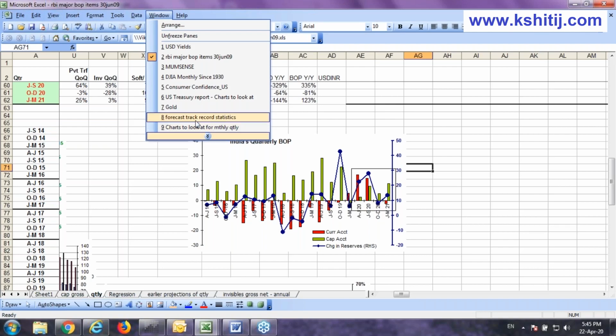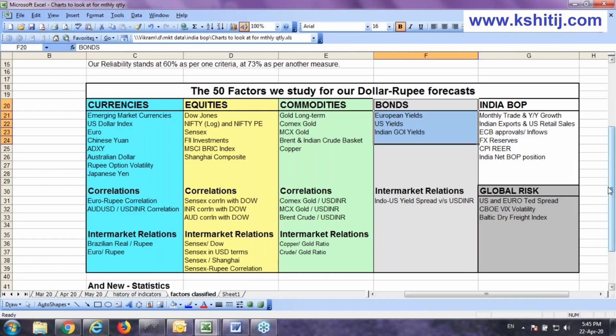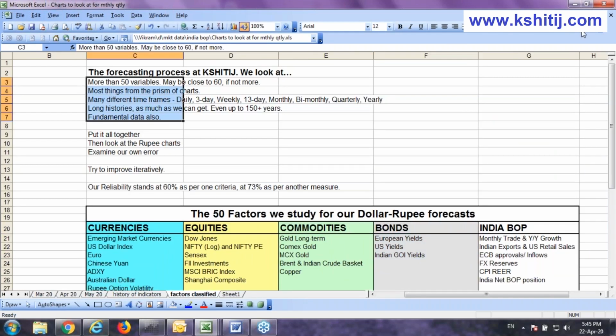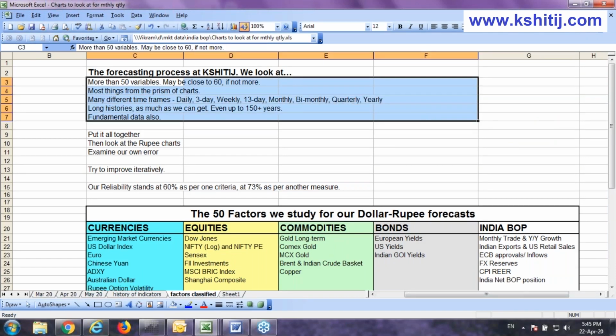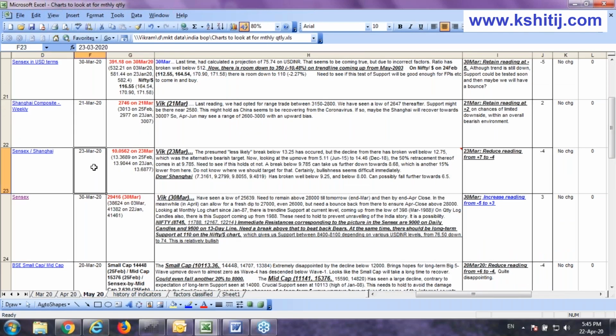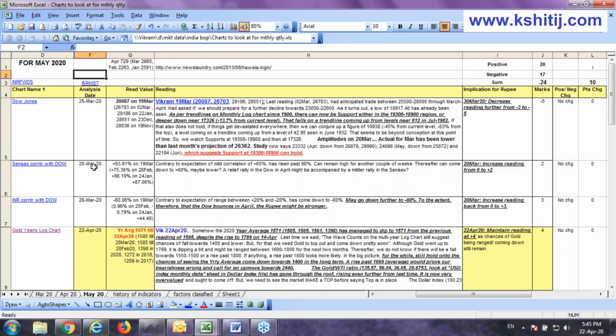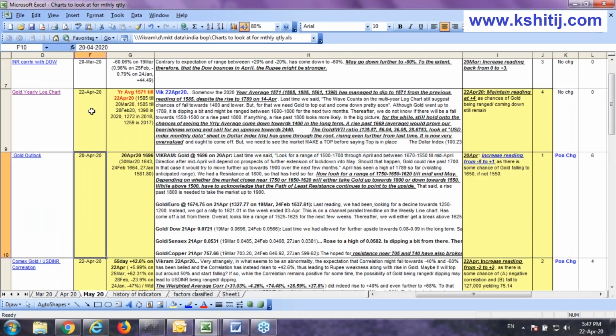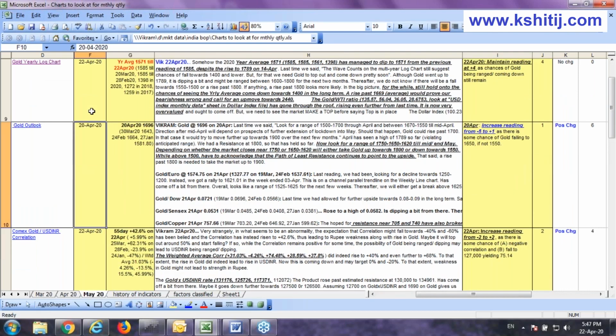Now coming back to where I started from, I have tried to cover that there are so many different things that we look at, and we look at fundamental data also. Then we put it all together. So here is the work currently going on for the May forecast. And here I'm coming back to the process, those 50-60 factors. Today we have looked at the gold charts, so here is our reading on gold.